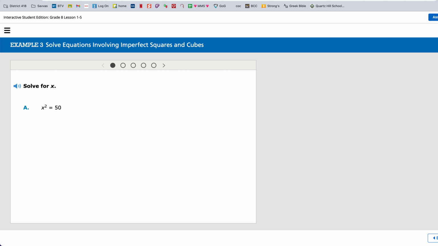Now you did cube root, do square root. Do square root of 50. 7.07, and it goes on and on and on. So what kind of number is that? It's irrational.